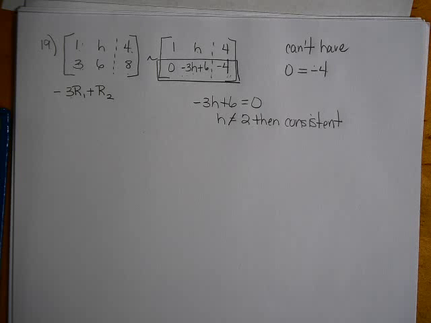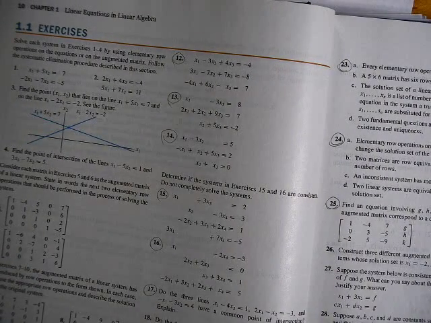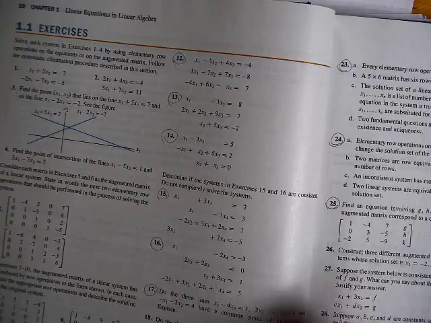And all entries in a column below a leading entry are all zeros. Leading entry, everything below it's got to be 0. Leading entry, everything below it's got to be a 0. Leading entry, everything's got to be a 0 below it for it to be in echelon form. You're staring at me like it's not making sense. So let's see if I can make it make sense.